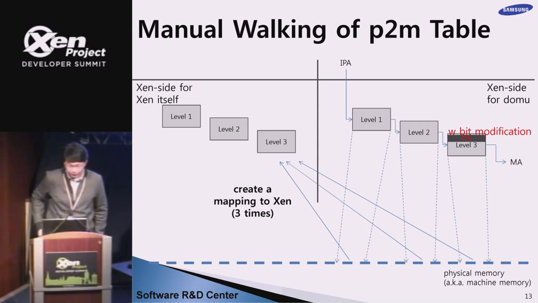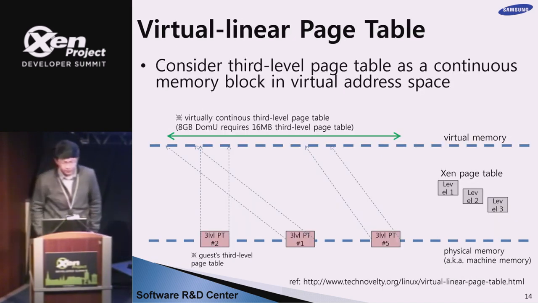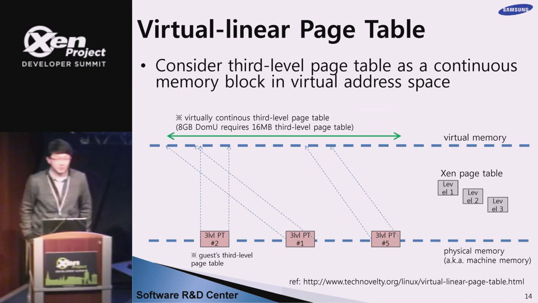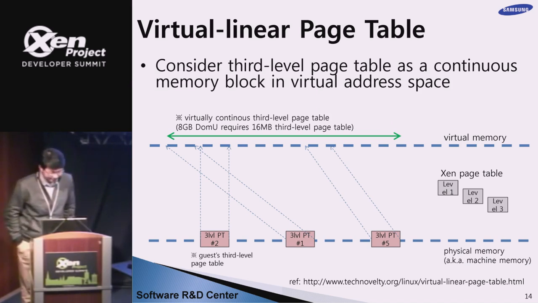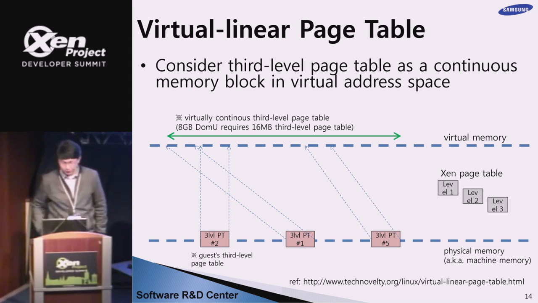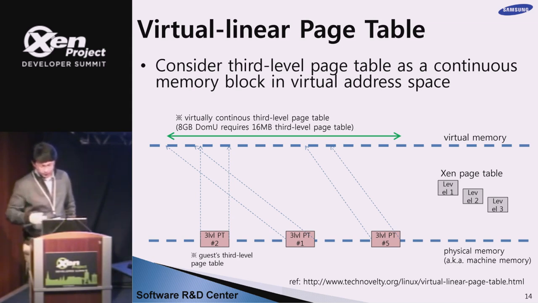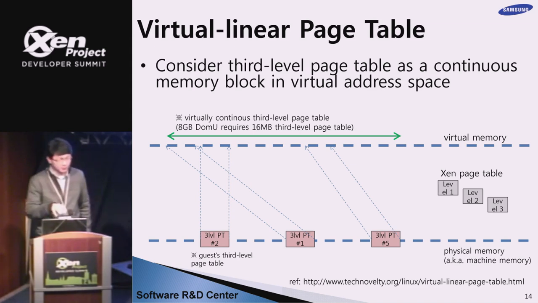And come to think of it, the guest writes something, and then we have to detect it. This dirty page tracing happens really frequently. And this kind of map and unmap and read is very inefficient. So what we can think of, actually this is Ian's idea, is that we can prepare a virtual linear page table. The reason that we have to walk the page table is that the page table is basically hierarchical. The real machine address exists in the third level page table, and we have to walk through them.